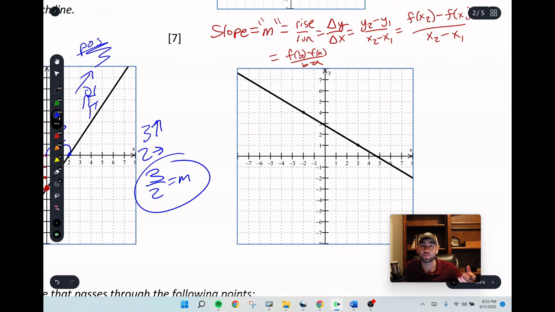Next one, I'll give you a little hint, it's probably going to be negative, because if you draw a guy, he's running downstairs or sliding down a slide.